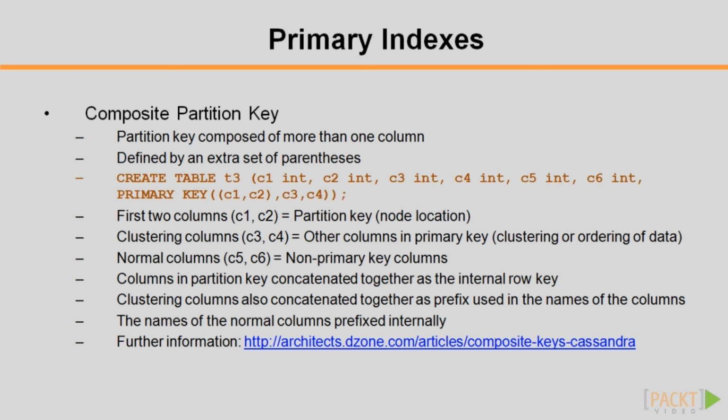Internally, Cassandra concatenates the columns in the partition key together as an internal row key. The clustering columns are also concatenated together as a prefix used in the names of the normal columns, such as C5 and C6 in the example above.